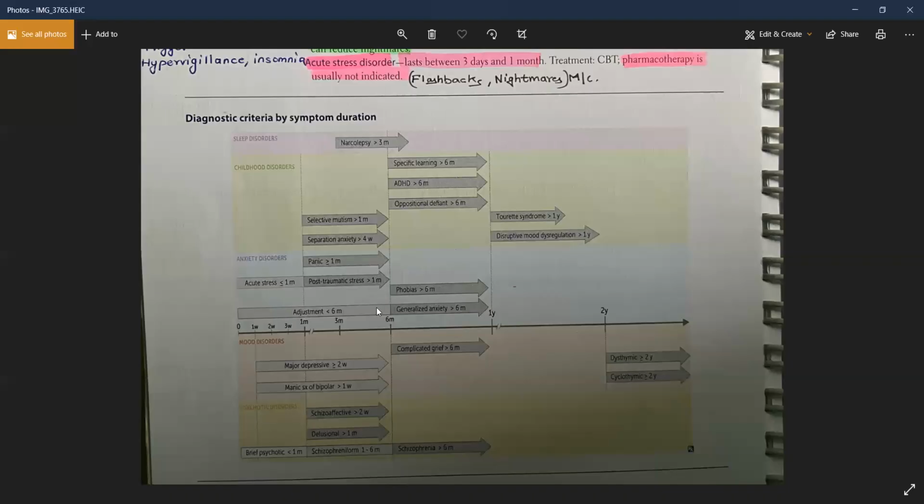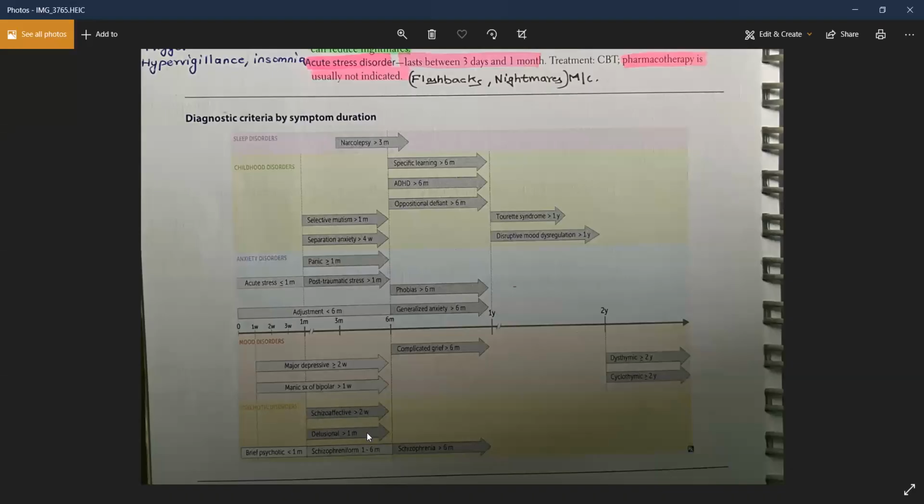If the symptoms are present for less than 6 months, you will call it an adjustment disorder. For the mood disorders, you have major depression for 2 weeks, mania or bipolar for 1 week, and schizoaffective disorder for more than 2 weeks. Schizoaffective is more than 2 weeks of psychosis without the depression or without the mania.